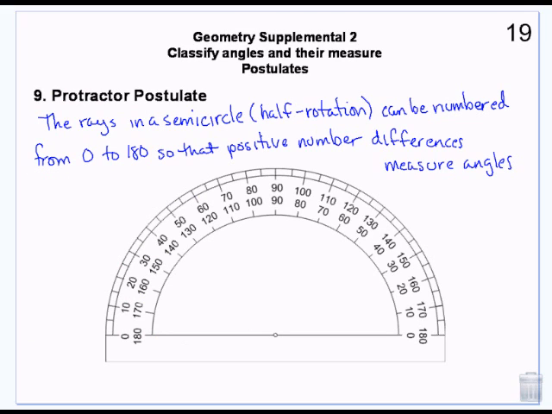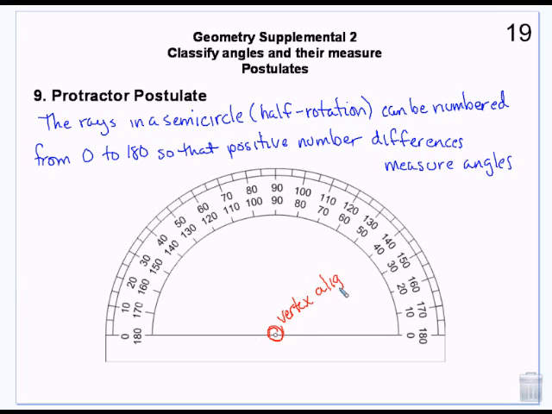The protractor postulate states that the rays in a semicircle, which is a half rotation, can be numbered from 0 to 180 so that positive number differences measure angles. We cannot have a negative angle measurement. There's no such thing as a negative angle. It's always positive. Going this way, we go from 0 to 180 on the top, and going this way, we go from 0 to 180 on the bottom. The vertex always aligns here.